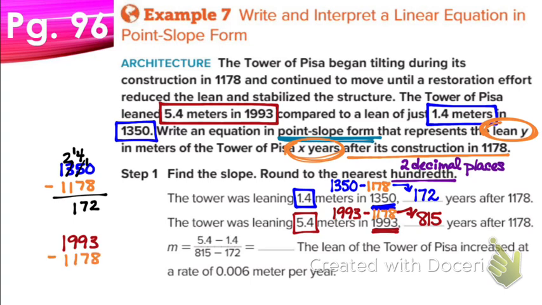1993 minus 1178. I'm going to need to borrow. 13 minus 8 is 5. I don't need to borrow anywhere else, just for that first piece. All right. So now we want to find our slope.